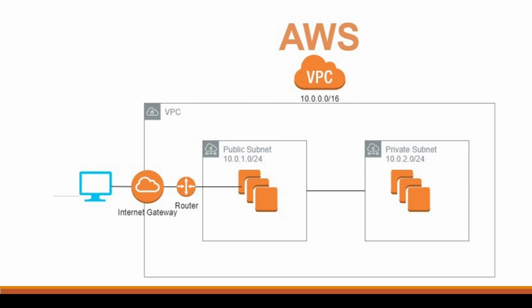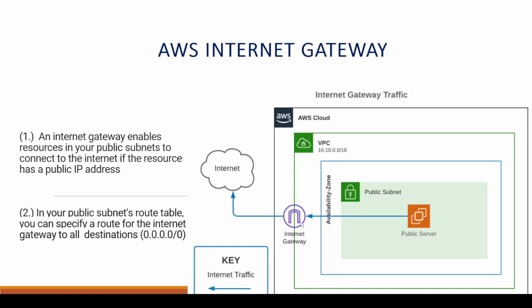Now we will see what an internet gateway is. It enables our public subnet to connect to the internet, and a public IP should be there, and in our public subnet route table we need to assign it, and we need to specify our internet gateway, and we need to specify the destination.